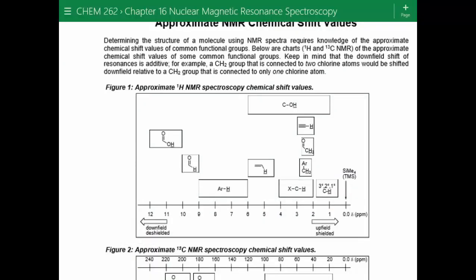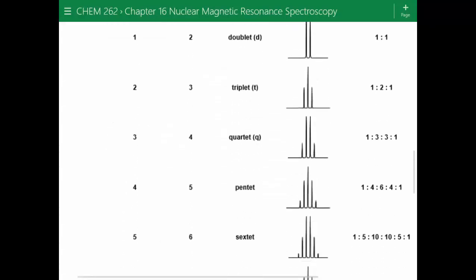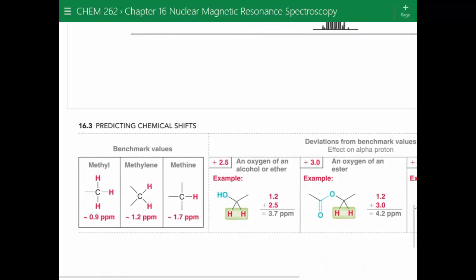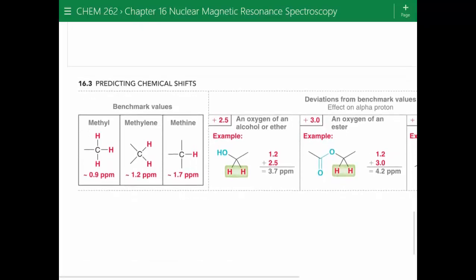All right, one other thing I forgot to bring up that's also a very useful tool that the book uses: if you go to the Skill Builder review section, there's a section 16.3 where it says you can predict chemical shifts pretty accurately for some of these. If you look at a regular methyl group, CH3, it typically shows up at a benchmark value of about 0.9. A methylene, CH2, typically shows up at about 1.2. And methynes typically show up at about 1.7.